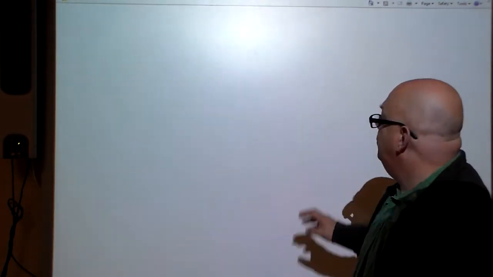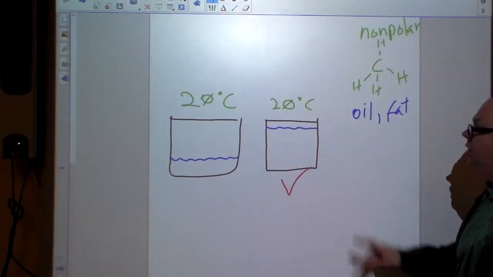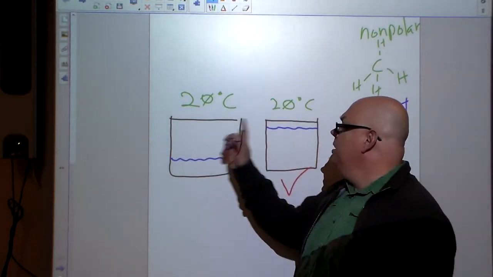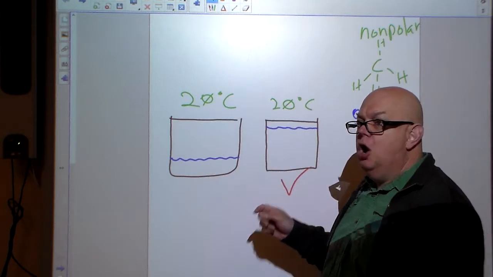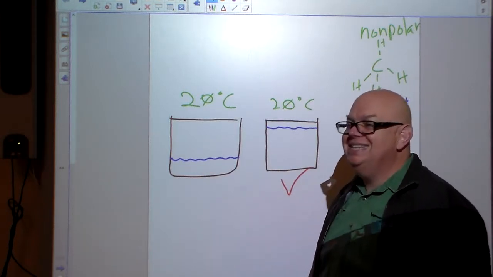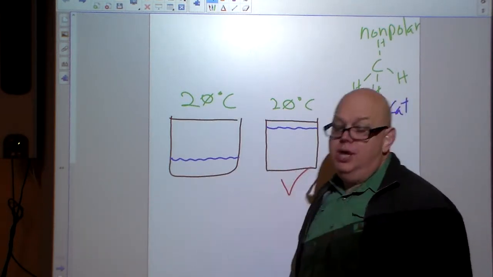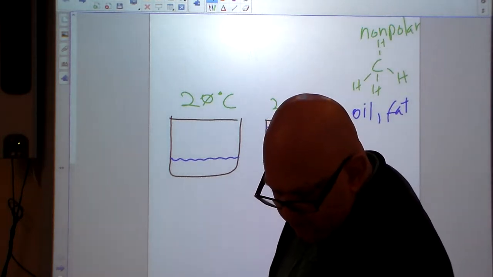So you see, that's why you can have the same temperature but different amounts of heat in it. This has definitely got more heat as a result. Okay.